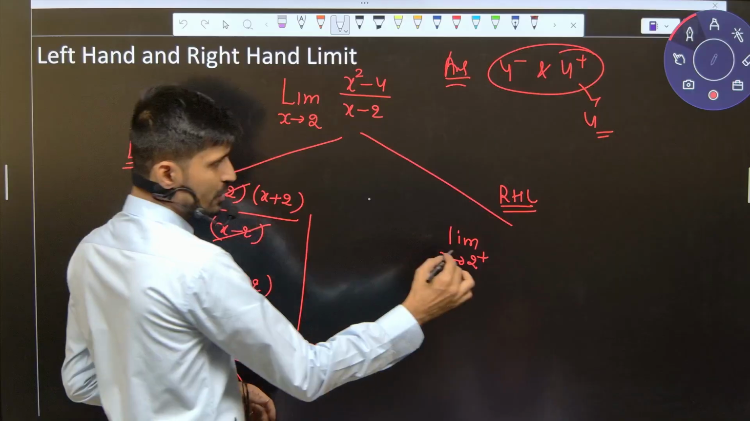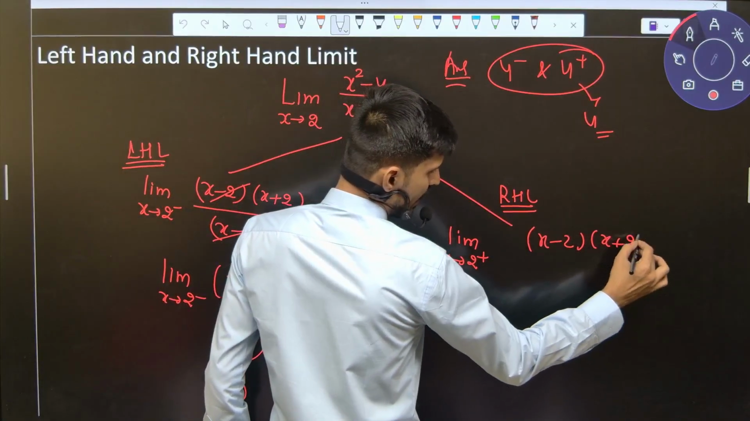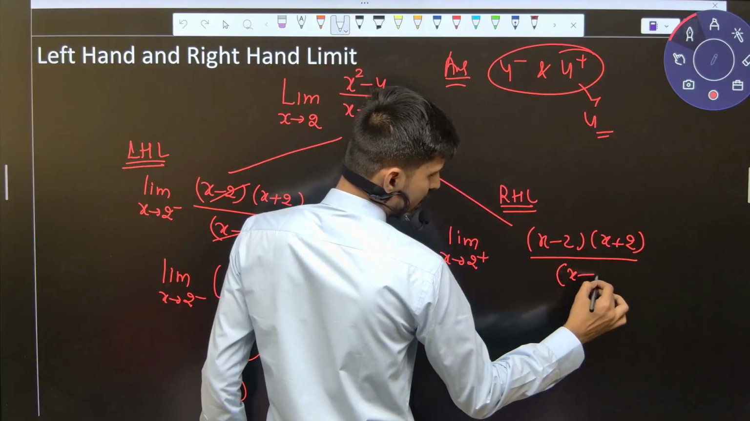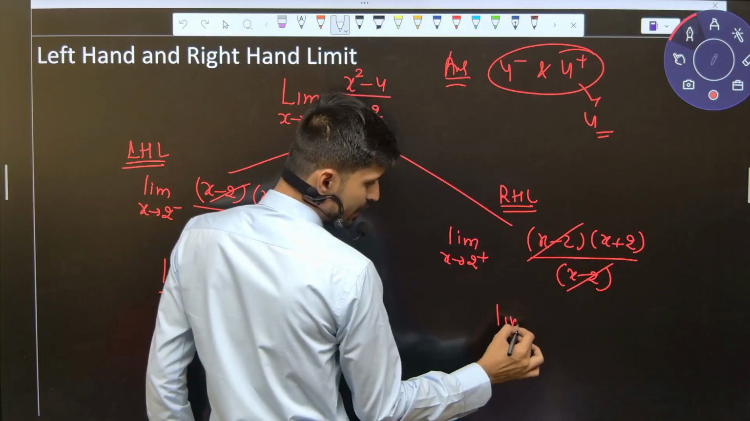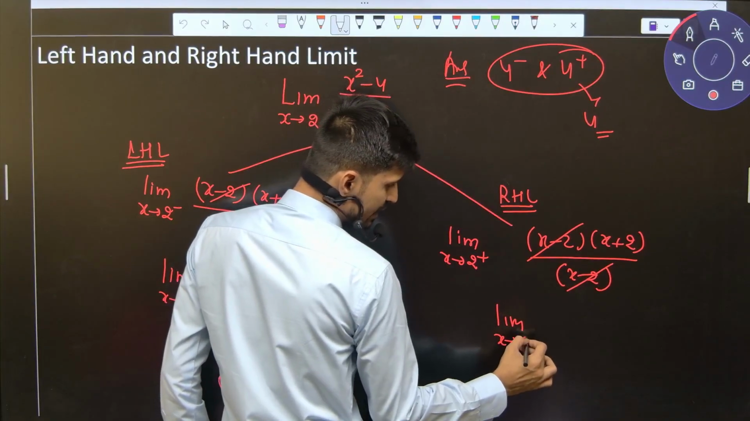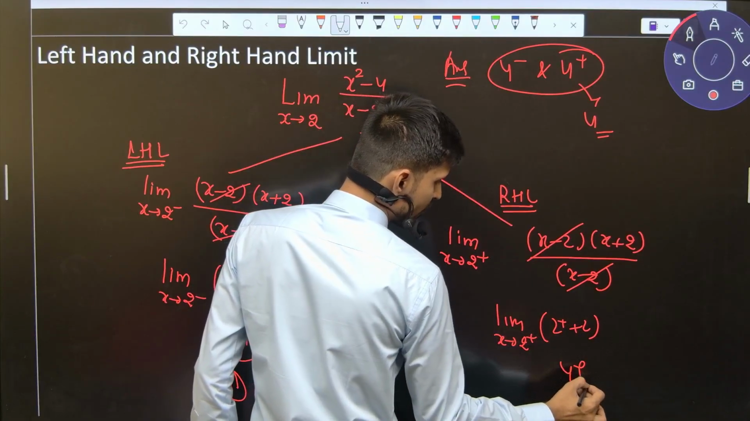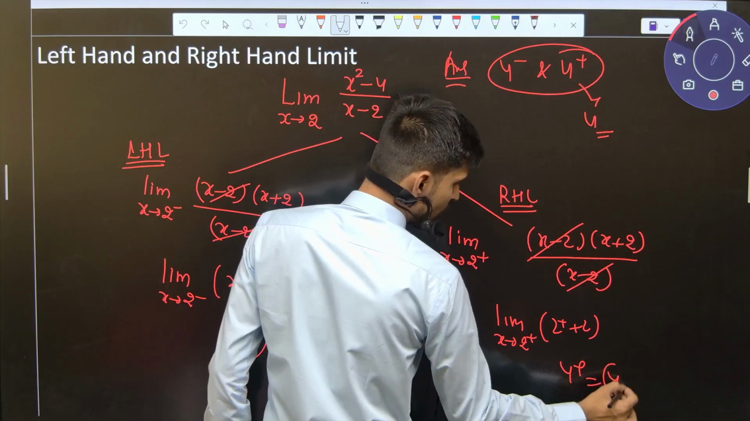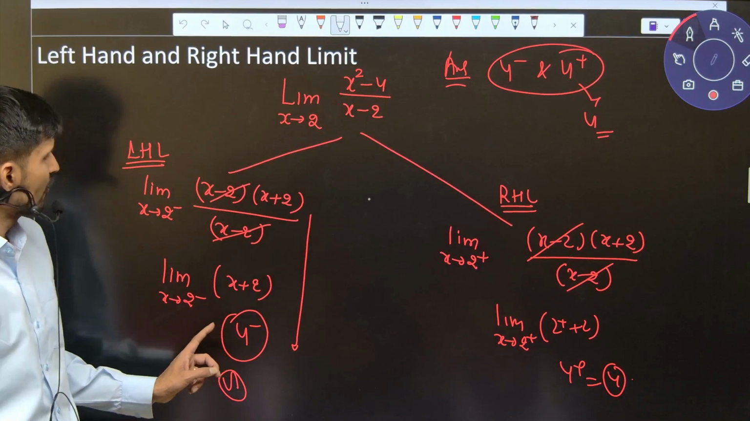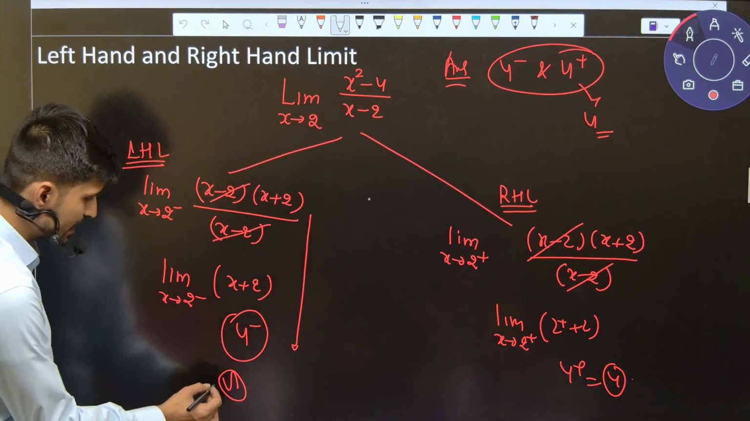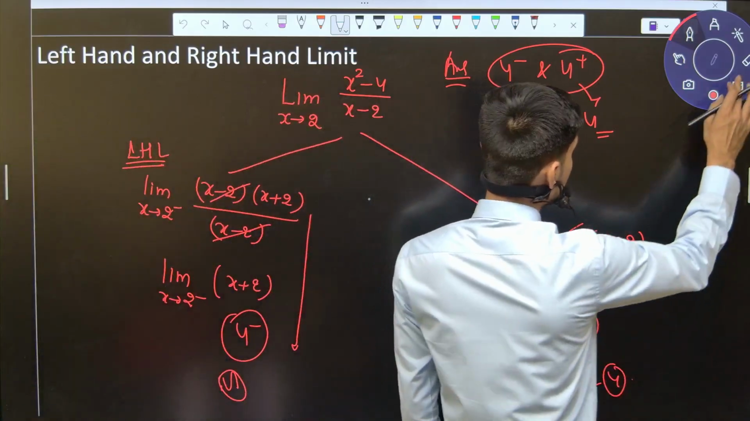Now here I will do the same thing. x minus 2 into x plus 2 upon x minus 2, again 0 plus the same. That will become limit x tends to 2 plus, which is 2 plus plus 2, and that will become 4 plus, which means 4 only. Now see this. Can you see this? Left hand limit and right hand limit both are the same. This is also 4, that is also 4. In answer, both are the same. Yes or no?